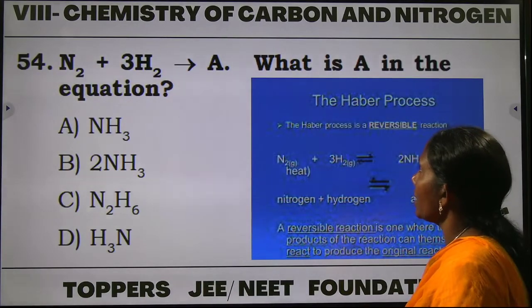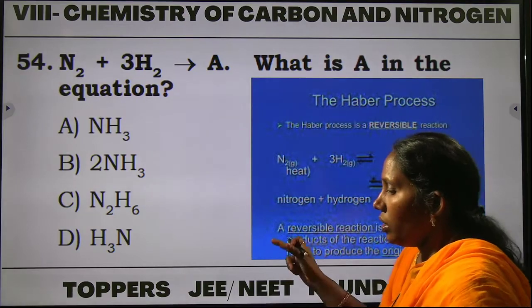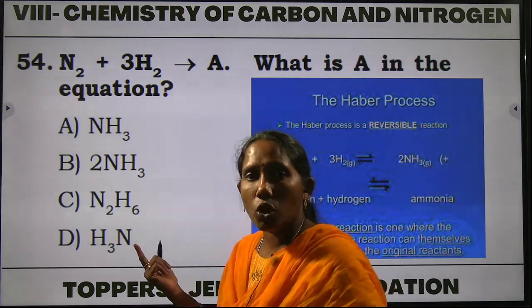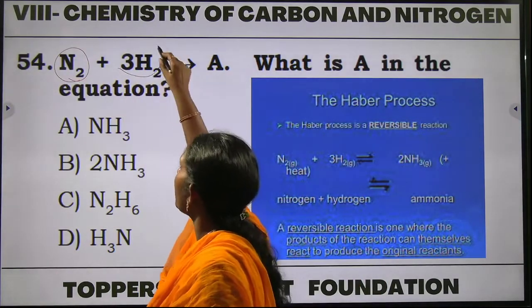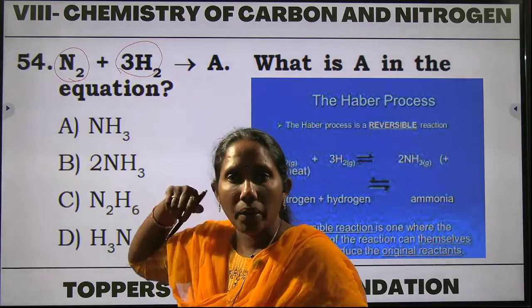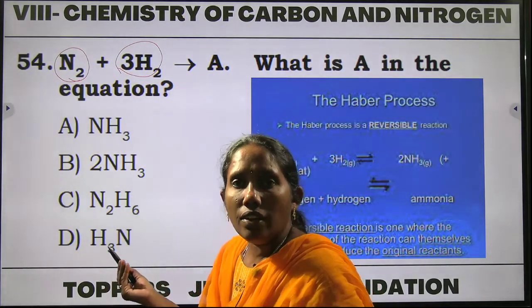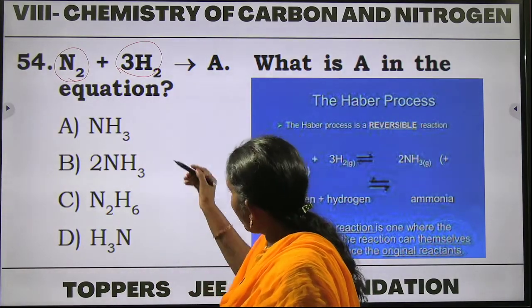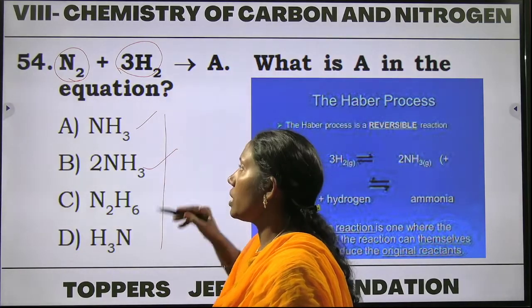N2 plus 3H2 gives A. What is A in the equation? In the previous session, while discussing Haber's process, we completed this reaction. Nitrogen reacts with hydrogen under high temperature, high pressure, and iron is used as the catalyst, forming NH3, which means ammonia. Let us see in the options. NH3 is also there, 2NH3 is also there.